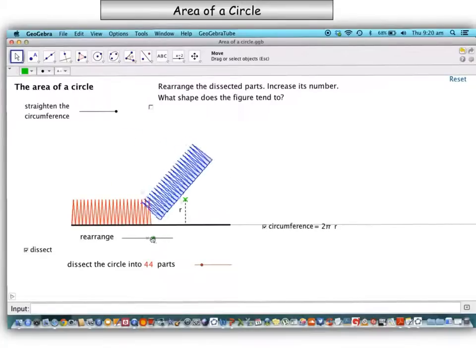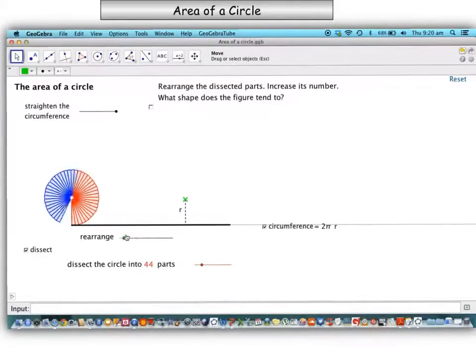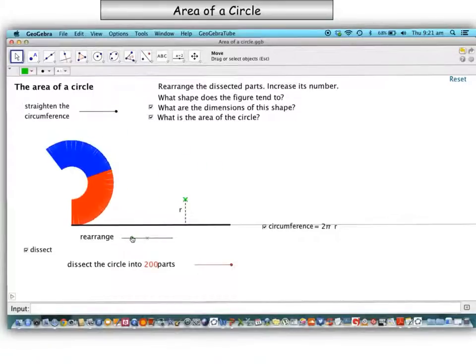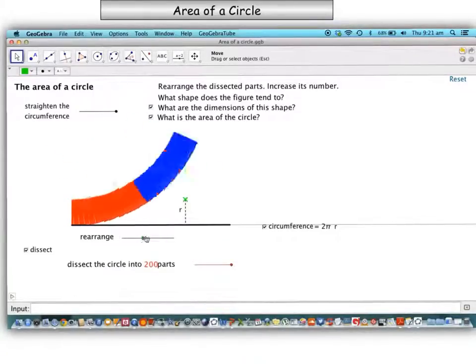Let's say 44 parts. So bringing it back onto itself, it looks like a parallelogram, where the height of the parallelogram is r and the base is a half of 2 pi r, which works out to be pi r. So the area of that circle is pretty much the area of that parallelogram as we dissect it into multiple and many parts, as you can see there.